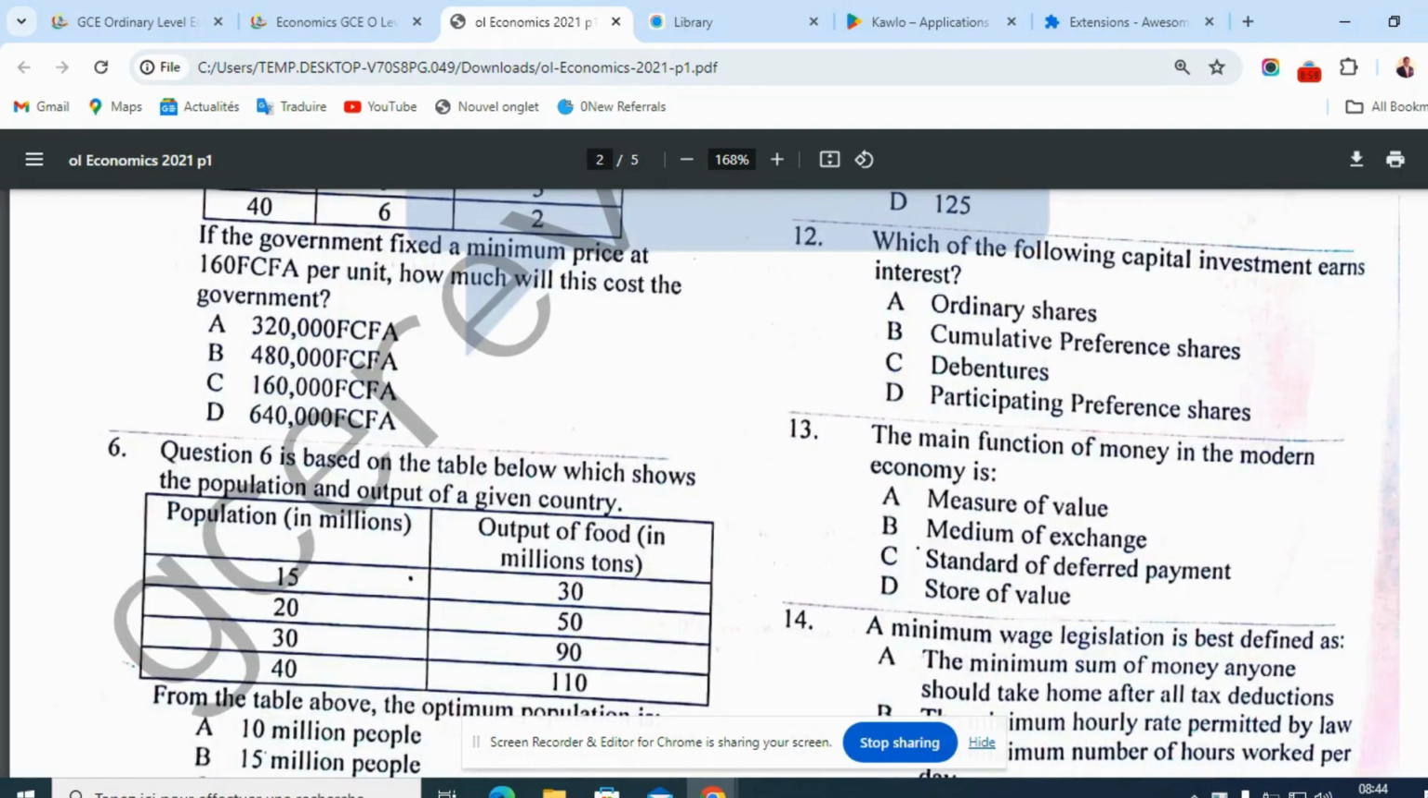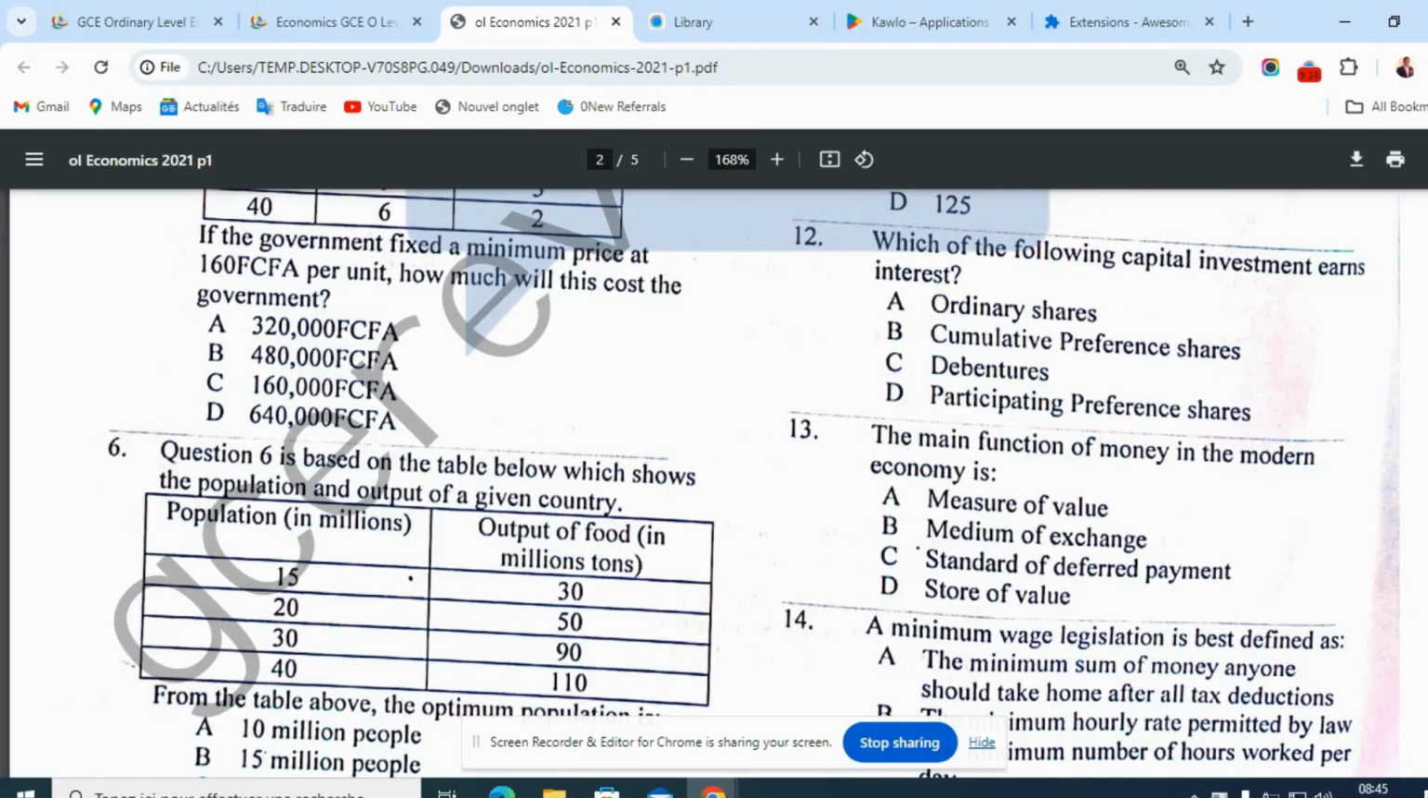Which of the following capital investment earns interest? Number A, ordinary shares. B, cumulative preference shares. C, debentures. D, participating preference shares. So it's telling us that which of the following capital investment earns interest. So what do you think is the answer? Okay, let me give you some few seconds. So the answer is C, debentures. So debentures is the answer here.